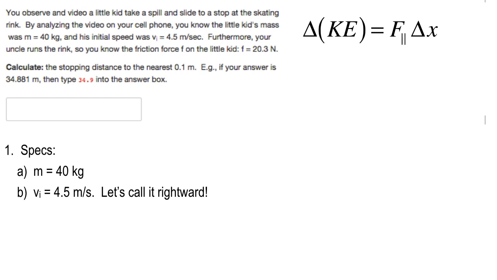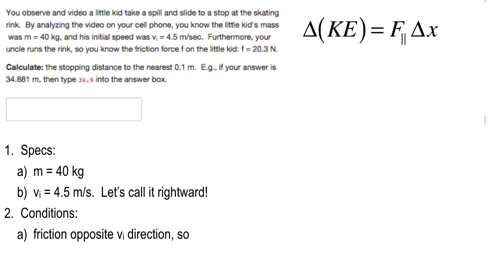The mass is 40 kilograms for this little kid in this instance, and his initial speed when he takes a face plant is 4.5 meters per second. And again, let's call this one rightward. We're not launching a rocket to the moon, Sava, so we'll just stay horizontal here. That's good. Keep it basic. And once you get your A in physical science, 1121, we can sign you up for NASA. Send you down to Houston.